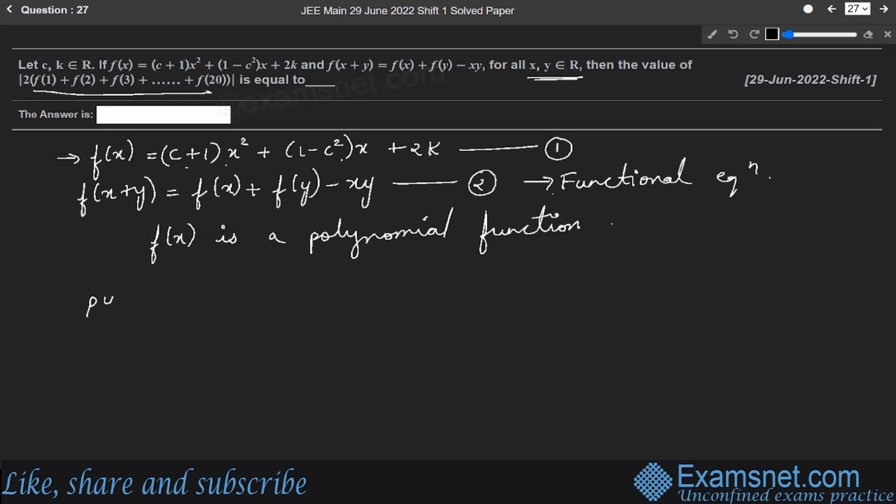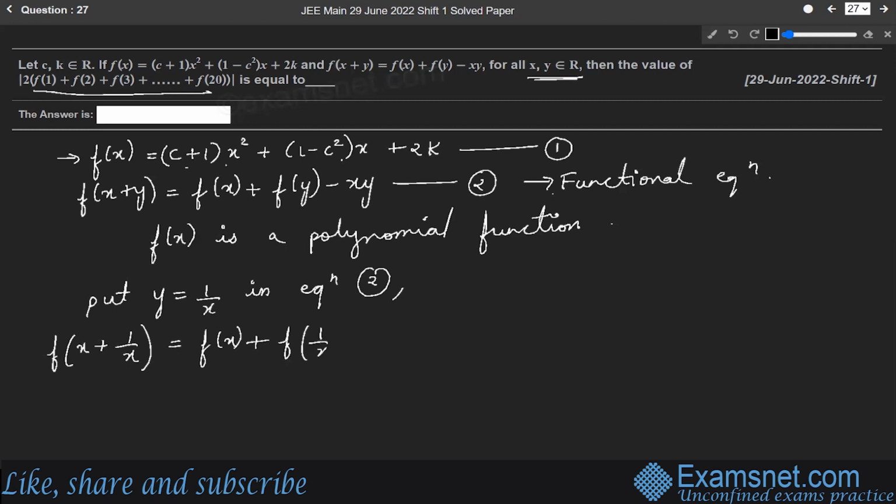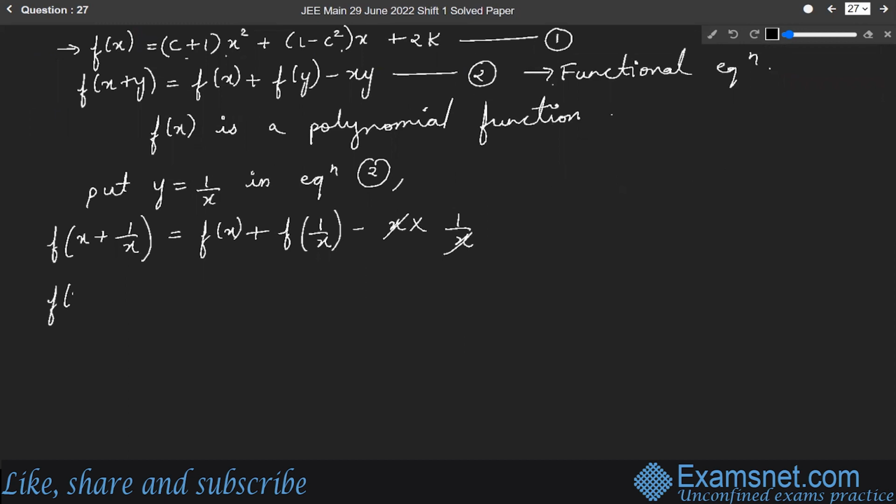So we have to put y is equal to 1 by x in equation number 2. All right. So let us substitute this value. If we substitute y is equal to 1 by x, then it becomes f(x + 1 by x) is equal to f(x) + f(1 by x) - x into 1 by x. So it will be minus of 1. Therefore, we have f(x + 1 by x) is equal to f(x) + f(1 by x) - 1.